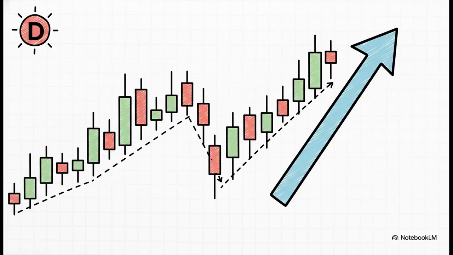Let's run through a quick example. Imagine we pull up the daily chart, and it is just screaming uptrend. Higher highs, higher lows, it's super obvious. So what does that tell us? It tells us the big money is buying. So our job, for now, is to think like a buyer, and only a buyer.